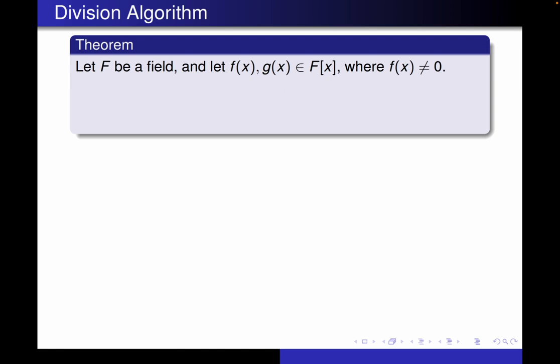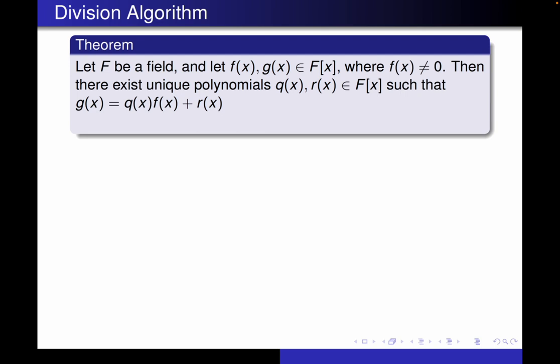So our theorem is: if F is a field, and if f(x) and g(x) are polynomials with coefficients in that field, where also f(x) is a non-zero polynomial, then there exist unique polynomials q(x) and r(x), our quotient and our remainder, such that g(x) equals q(x) f(x) plus r(x), and either r(x) is the zero polynomial or the degree of r(x) is less than the degree of f(x). Remember, if r(x) is the zero polynomial, it doesn't have a degree, so we can't say what its degree is less than or greater than or equal to.